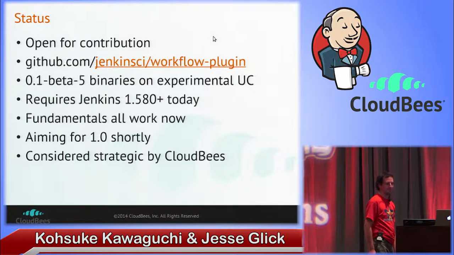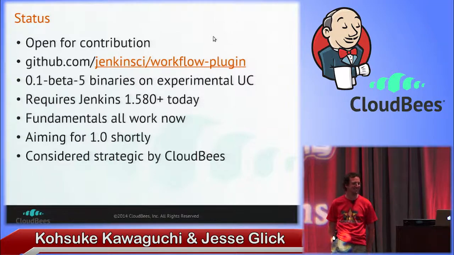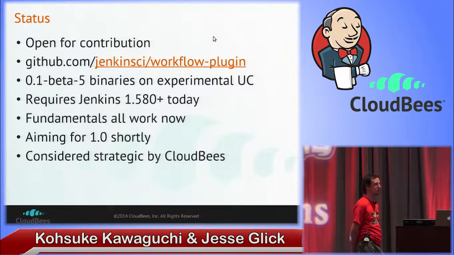Now that I think of it, 0.1 is an intentionally scary number. It doesn't carry the level of confidence we have in these bits. But it's usable and it's installable. This requires a fairly new version of Jenkins because we've been making a lot of changes in the core to make this workflow plugin possible. But the good news is that 1.580 is the base version for the next LTS. So the LTS that's going to come out next week is going to be able to run the workflow plugin.